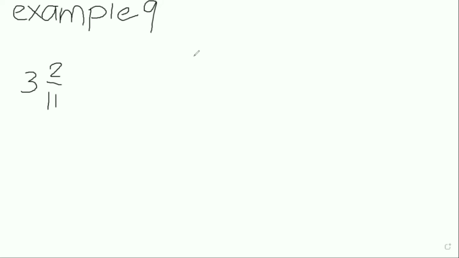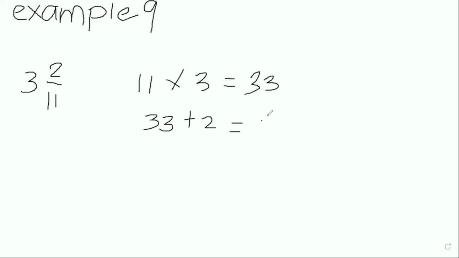Our example number 9 is 3 and 2/11. So 11 times 3 equals 33. And then let's add it with 2. The answer is 35. And that will be our new numerator. And then just copy the denominator 11. So the final answer is 35/11.